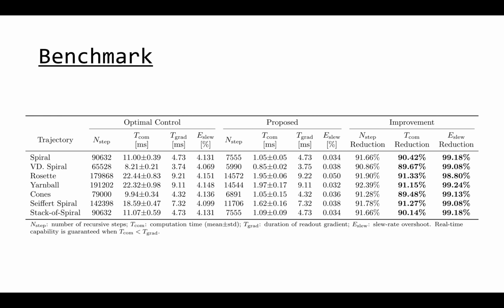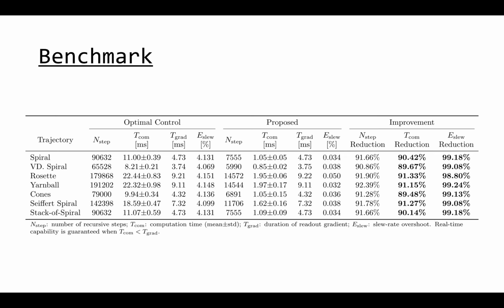Here is a benchmark between the two methods. We compared the two methods in terms of the computation time and the slew rate overshoot, as shown in this table. The fewer steps consumed by our method basically leads to a substantial computational advancement by 1 order of magnitude. Our algorithm also reduces the slew rate overshoot by 2 orders of magnitude.